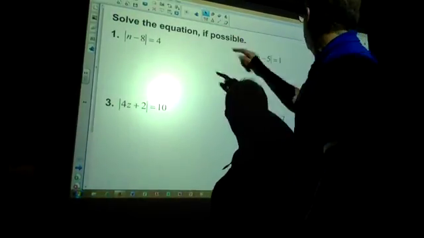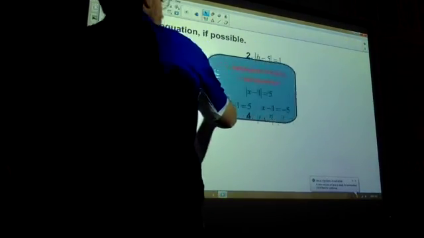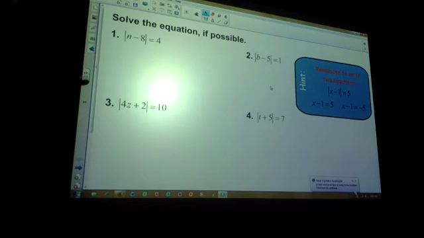We will then provide a review. So let's see what this hint says here. Hint. Remember to write two equations. So the absolute value of x minus 1 equals 5 is x minus 1 equals 5, and x minus 1 equals negative 5.